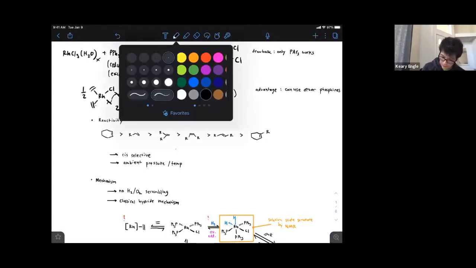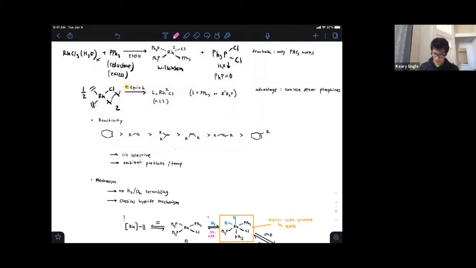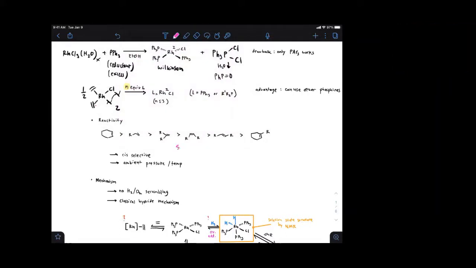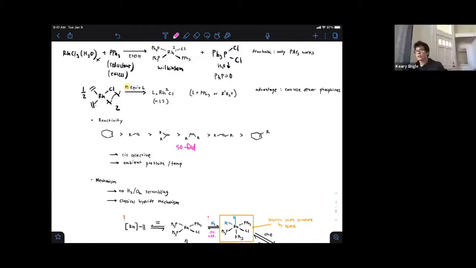Okay, so in terms of reactivity. Hi, Gary. Just a quick question, actually. Why do only triaryl phosphines work for the generation of the Wilkinson catalyst with rhodium-3? Yeah, it's a good question. I think empirically that's the case, but the underlying reason why is an interesting question.